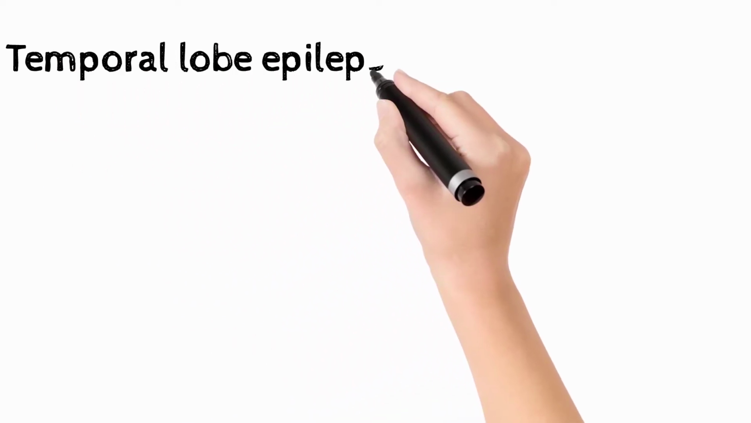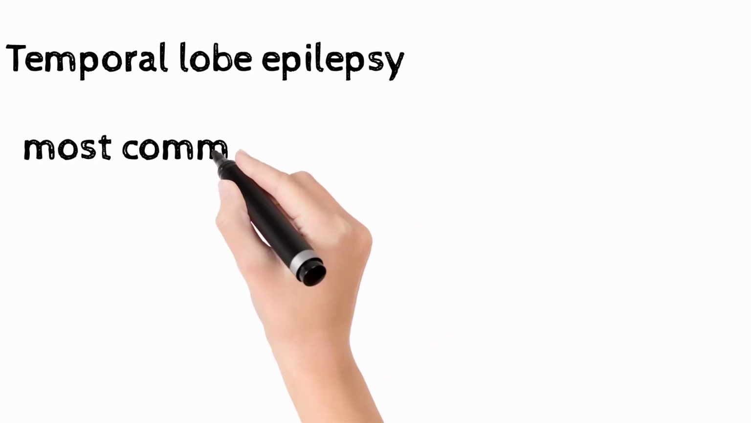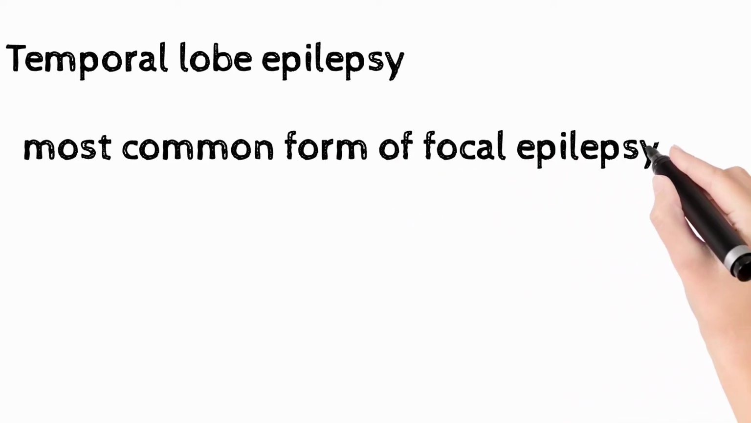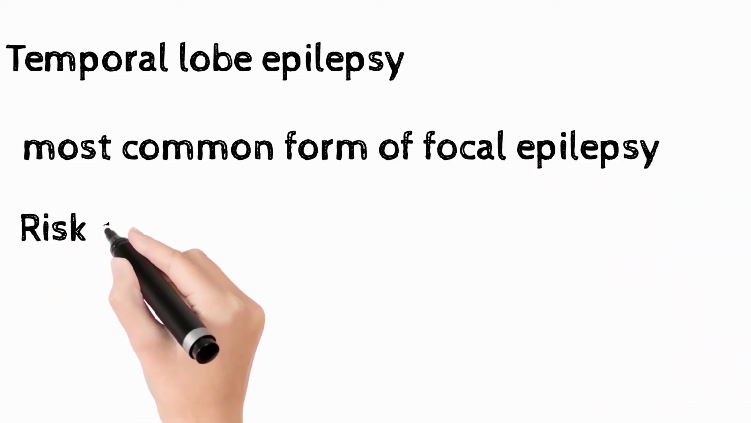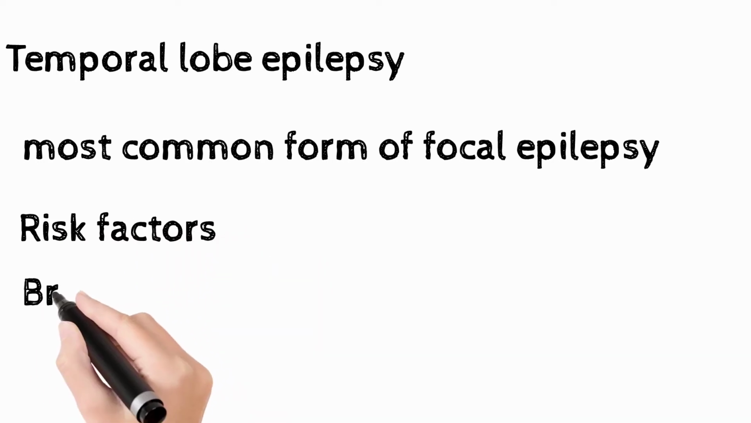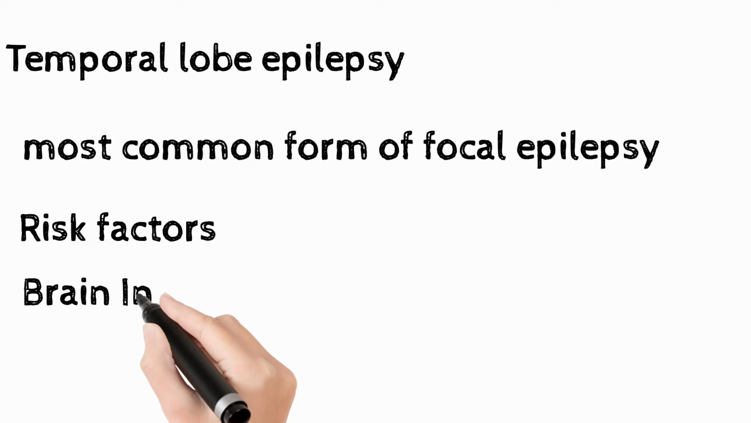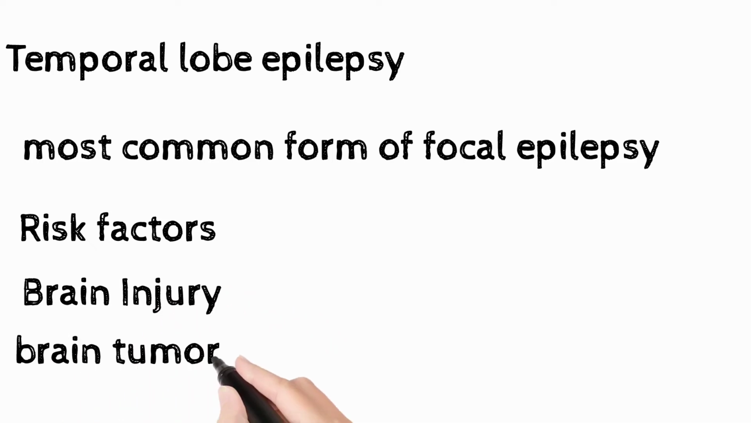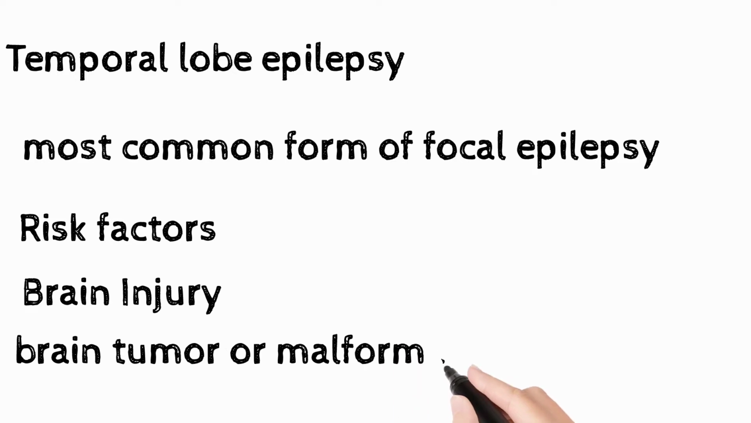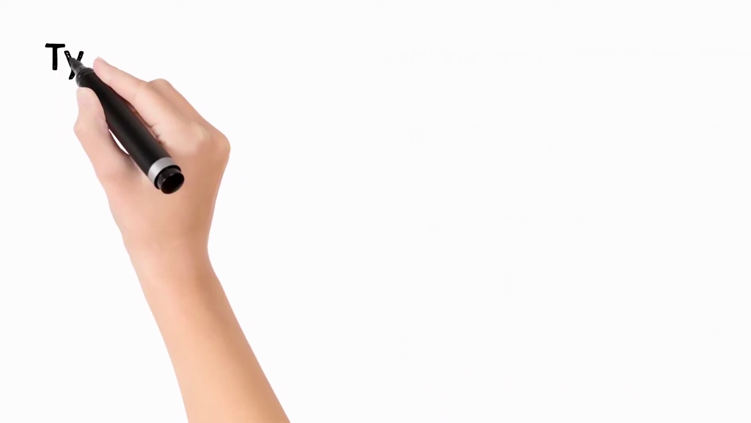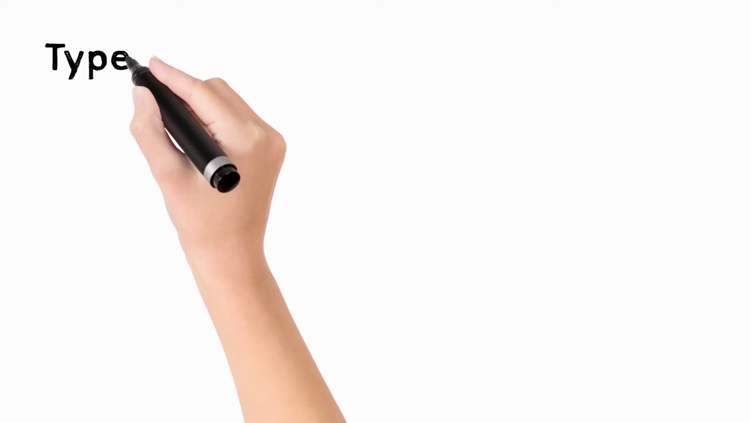Dear friends, today let's discuss temporal lobe epilepsy. It is the most common form of focal epilepsy. Risk factors for these epilepsies are brain injuries that occur during accidents or birth trauma, temporal lobe tumors, or temporal lobe malformation can cause temporal lobe epilepsy.